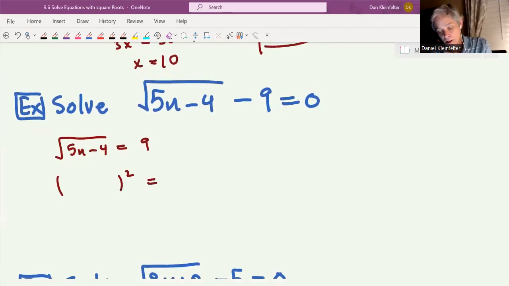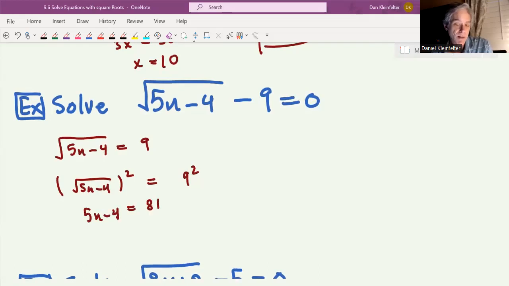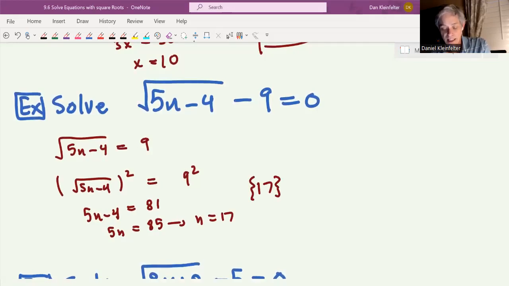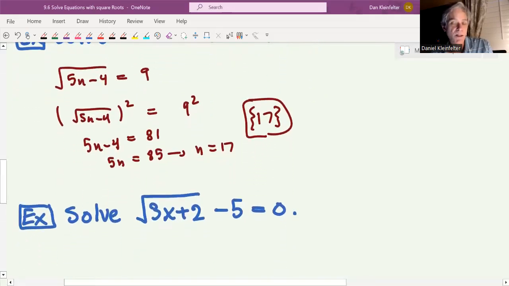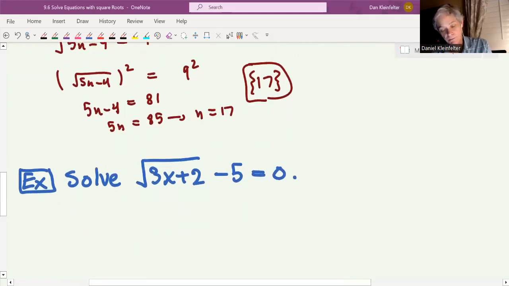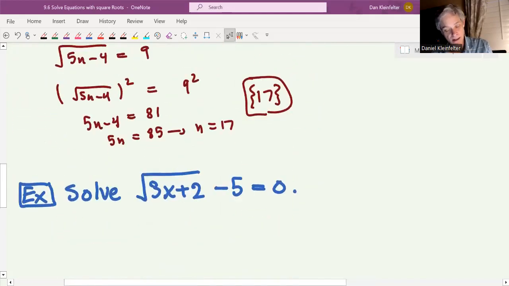Okay, now we're going to square both sides. So we'll have our square root of 5n minus 4 squared equaling 9 squared. The square root of 5n minus 4 squared just gives us 5n minus 4. And then 9 squared is 81. So this gives us 5n is 85, and so that means that n is 17. Our solution is 17. So basically, you want to isolate the square root, and then you want to square both sides.